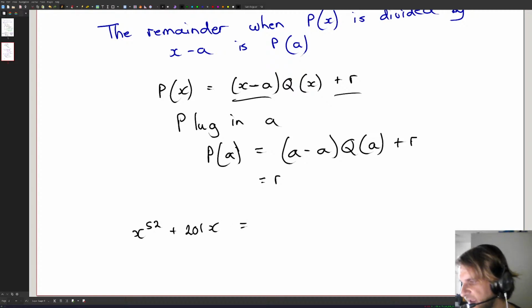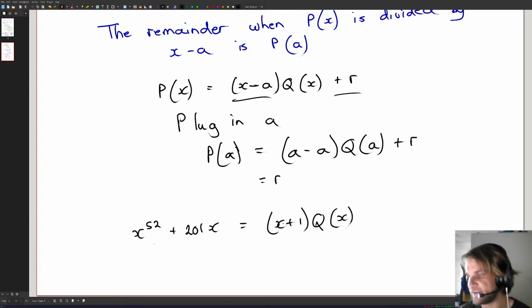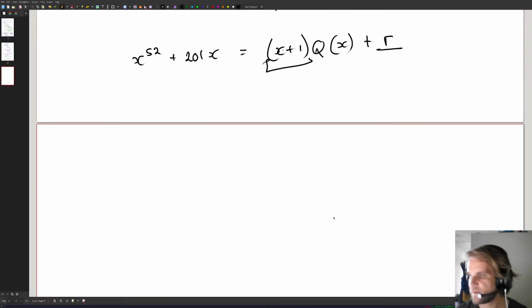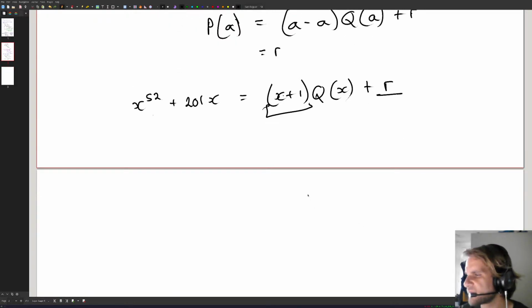is going to be x plus 1 times some quotient. We don't have to work it out. We could, if we wanted to, divide this by x plus 1 and see exactly what we get. I don't really want to. Plus some number. It's a fixed number because the degree of this is smaller than the degree of the thing we were dividing by. And so plug in -1.